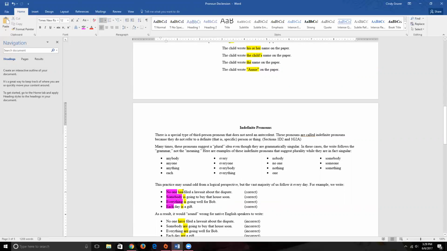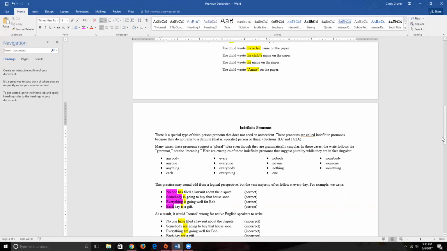We wouldn't say they has, we'd say she has. We wouldn't say they is going to buy the house, we would say he is going to buy the house. We wouldn't say they is doing well for Bob, we would say it is going well for Bob. So the verb that we're using is singular, and we don't even have to think about that. Our ear is tuned. We know when we say no one, we need to use a singular verb.